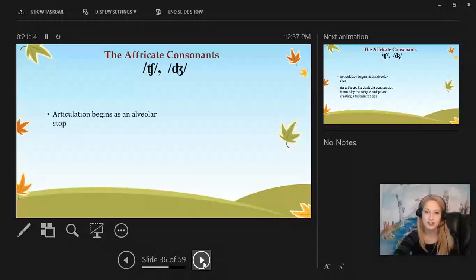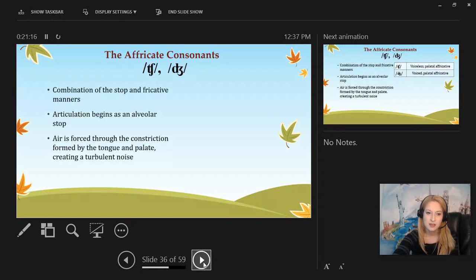Next, we have our affricates. An affricate is a combination of the stop and fricative manners. The articulation begins as an alveolar stop, and then air is forced through the constriction formed by the tongue and the palate, and this creates a turbulent noise.